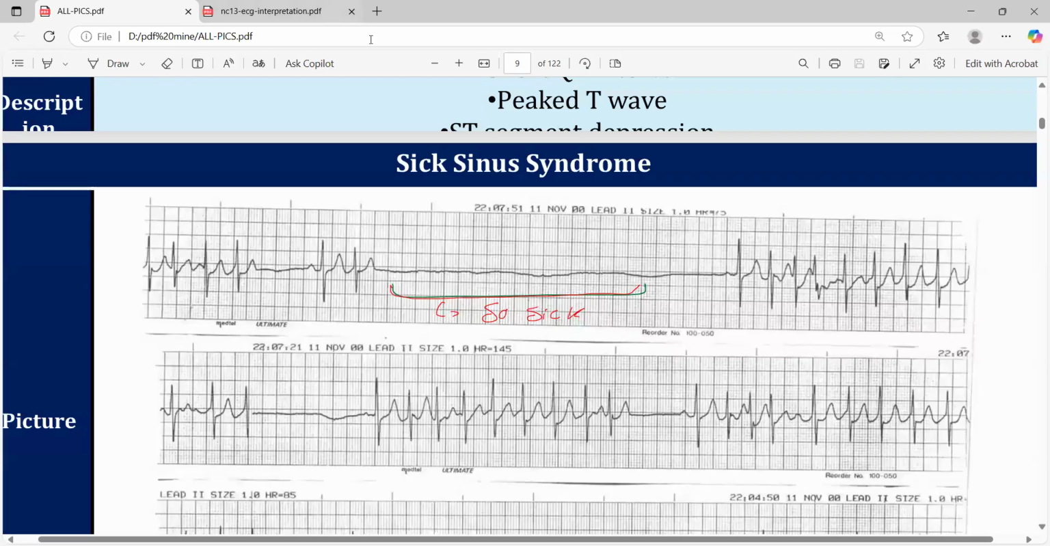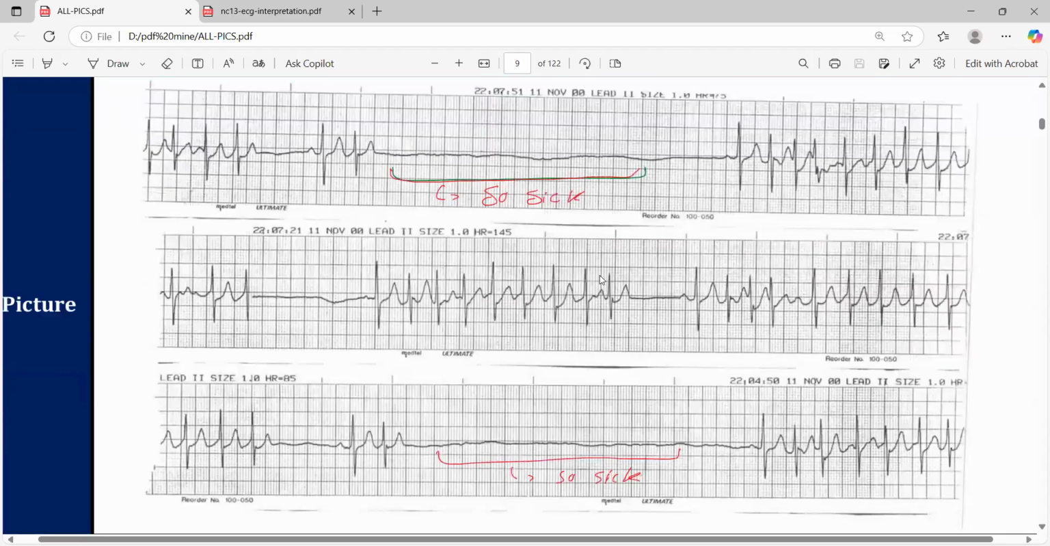Then the sick sinus rhythm. So there is no rhythm between one beat and the other. You can see there is a long, prolonged gap between them. So this is basically sick sinus rhythm.